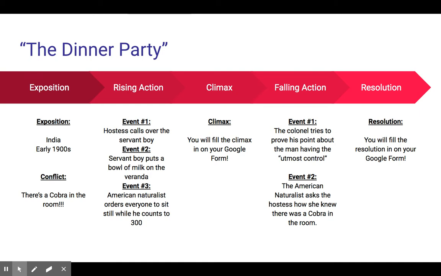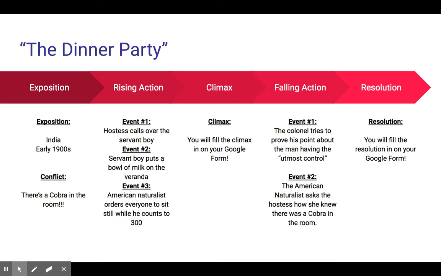So the exposition is going to be India, right? That very first line says we're in India. The setting is India, early 1900s. And the conflict is obviously that there's a cobra in the room. Rising action. So you'll see that there's multiple events under the rising action. Like I said, there can be more than one. So event 1, the American naturalist sees the hostess call over the servant boy. The servant boy puts out a bowl of milk on the veranda, and the American naturalist orders everyone to sit still while he counts to 300.